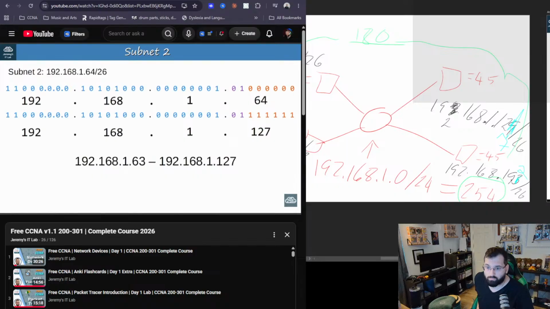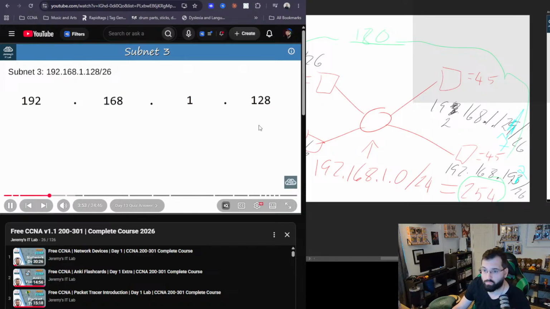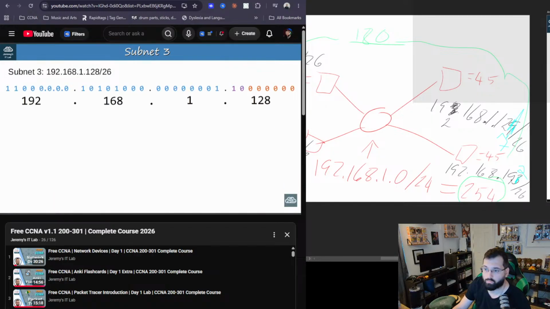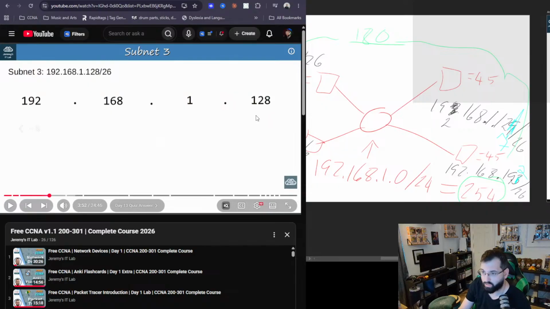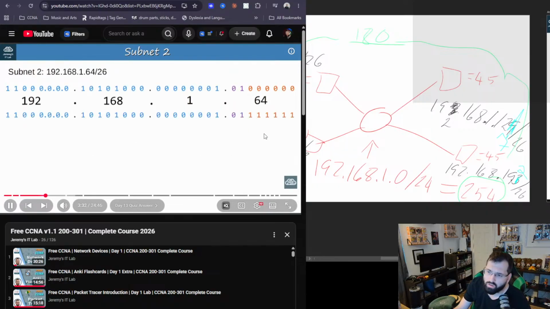So that's the range for subnet 2. Add 1 to the broadcast address, and we'll get the network address for subnet 3. So that means subnet 3 is 192.168.1.128/26. Here is the network address in binary. I missed it. Dude, I missed it again. And the broadcast address. Change all of the host bits to 1, and now let's convert it to dotted decimal. So the broadcast address is 192.168.1.127.